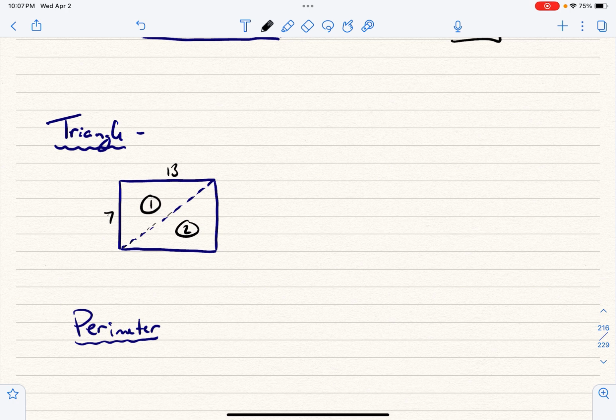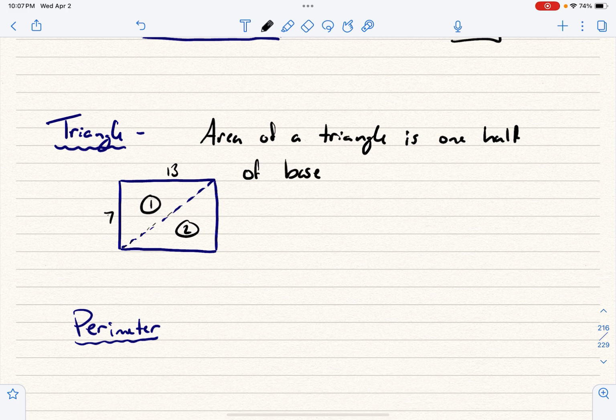And so then we know that the area of the whole thing would be 7 times 13. So therefore the area of a triangle is 1/2 of base times height. Okay? And so literally the formula is area equals 1/2 base times height.